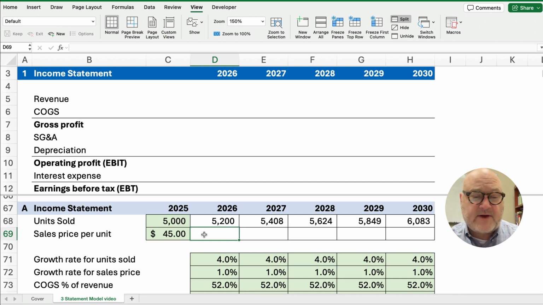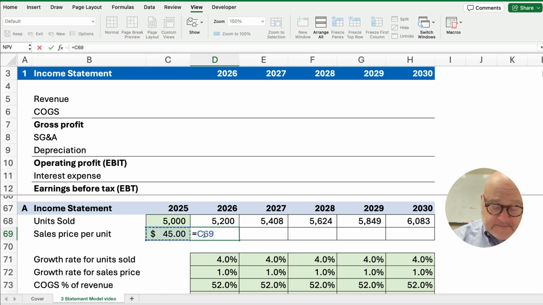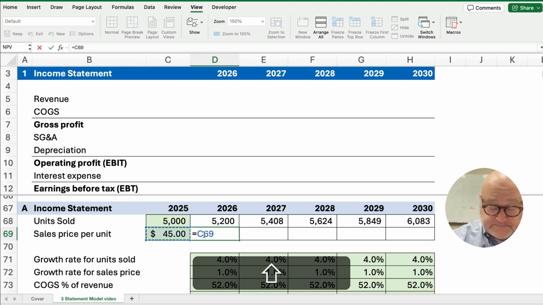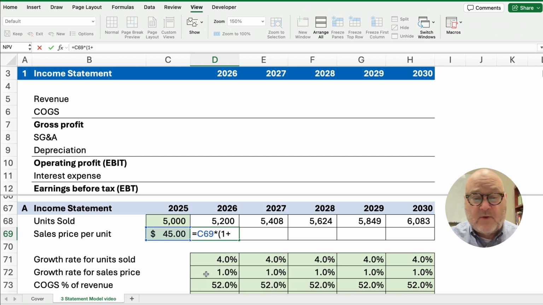Over time, prices go up. If I'm talking to anybody that's young, over time, prices will go up. Older people, if I'm talking to you, you know, you're nodding your head. Over time, prices go up because of inflation. All right, so we're going to take the 45 times, start my bracket, 1 plus 1%.